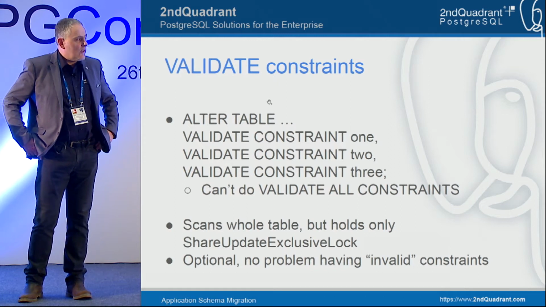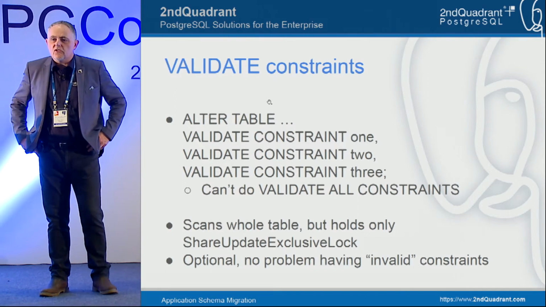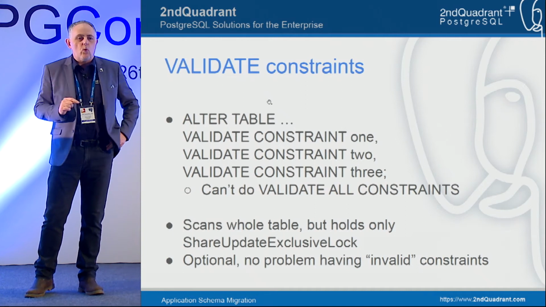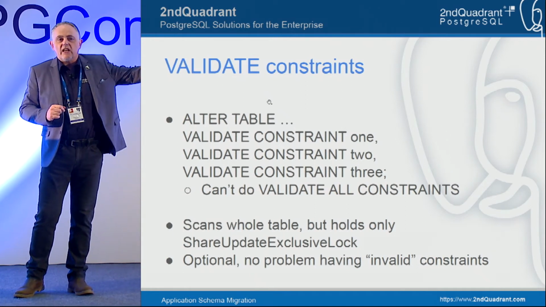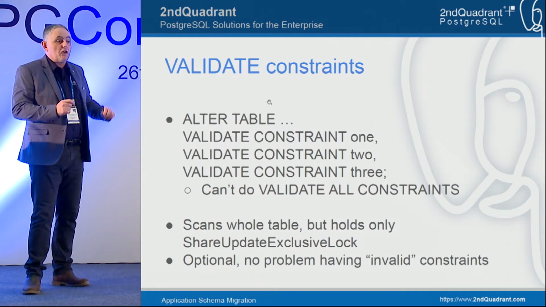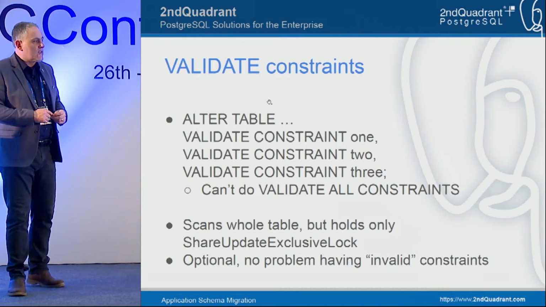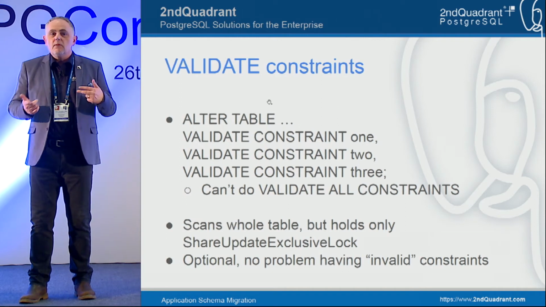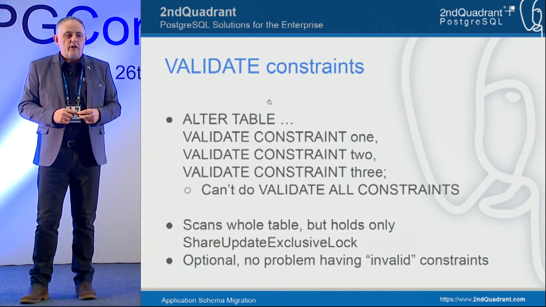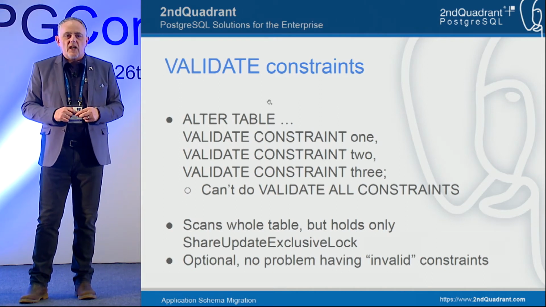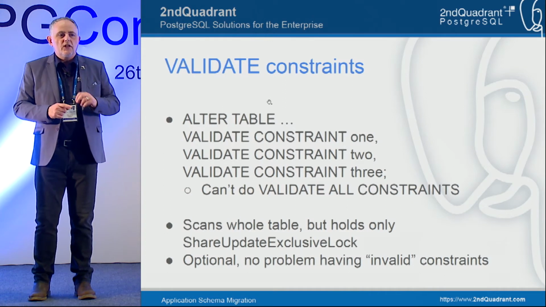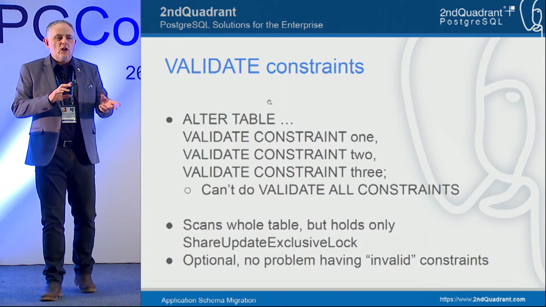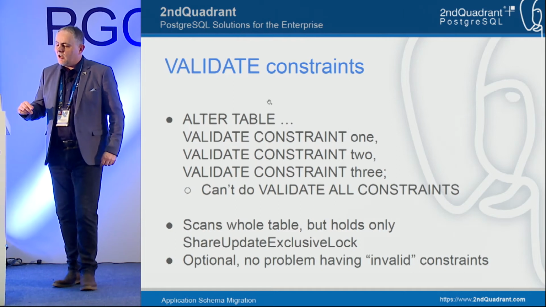Unfortunately, you can't do validate all constraints. You have to name them one by one, but you can do it in one pass of the table. Now, the good thing about validate constraints is that it runs with a share update exclusive lock, meaning that you can run it while you're doing reads and writes against the table. So if you split your DDL operations into two, the locking characteristics are greatly improved.